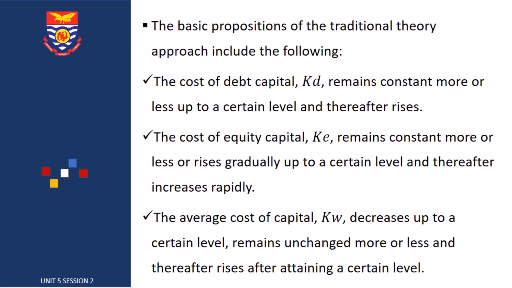So one, the cost of capital remains constant more or less up to a certain level and thereafter rises. Two, the cost of equity capital remains constant more or less and gradually up to a certain level and thereafter it increases rapidly. We have our third proposition. The average cost of capital decreases up to a certain level. It remains unchanged more or less and thereafter rises after attaining a certain level. So these are the three major propositions that are in support of the traditional theory approach.